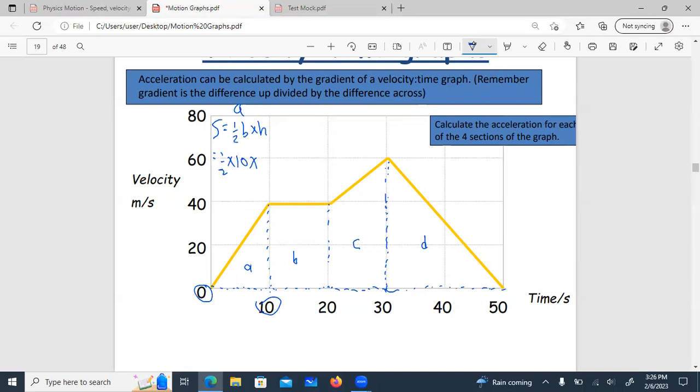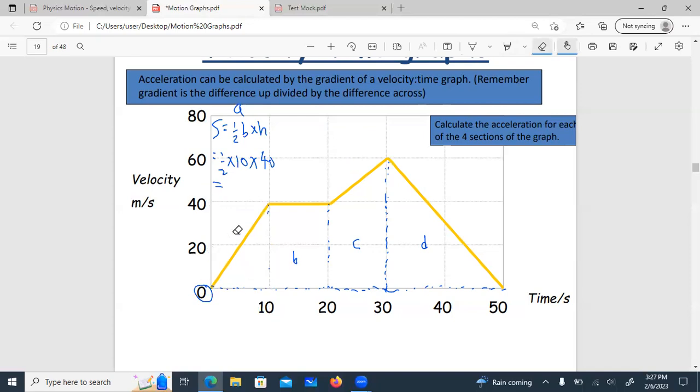What's the height? Our height is the vertical distance here. And how do you get this vertical distance? We can pick it from here, 0 to 40. This represents the height. So our height is 40. So if you calculate this, we get the distance covered within the first 10 seconds. Half base times height. What will you get?